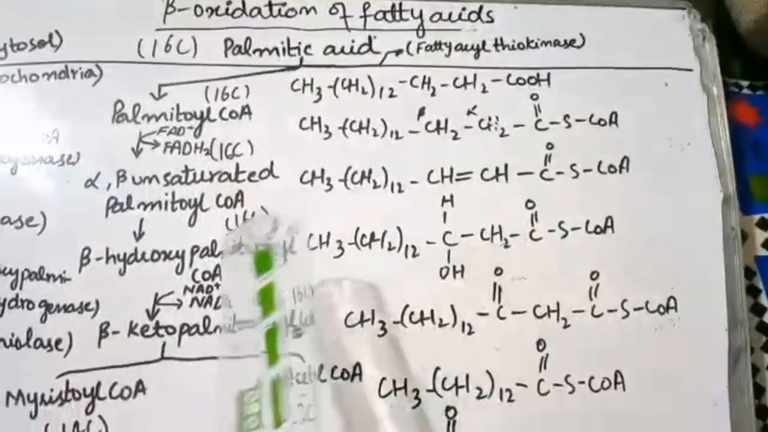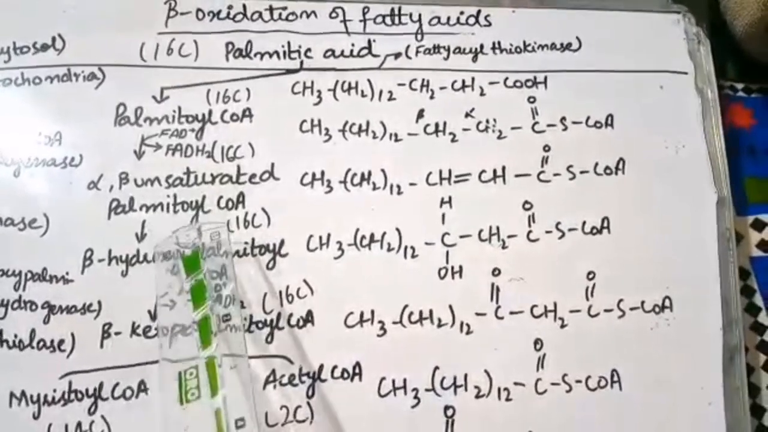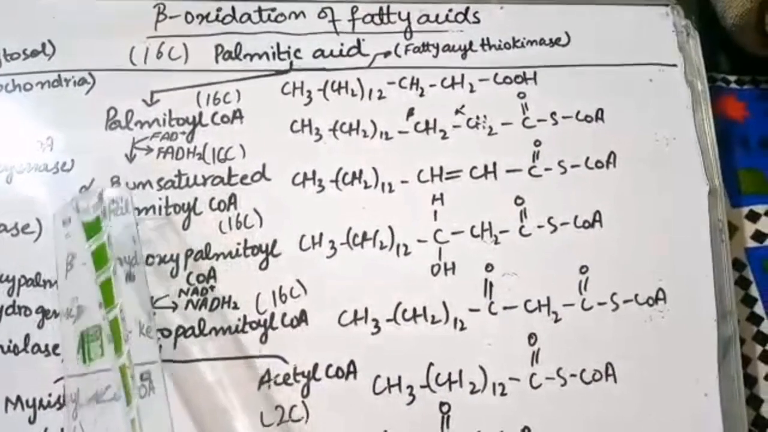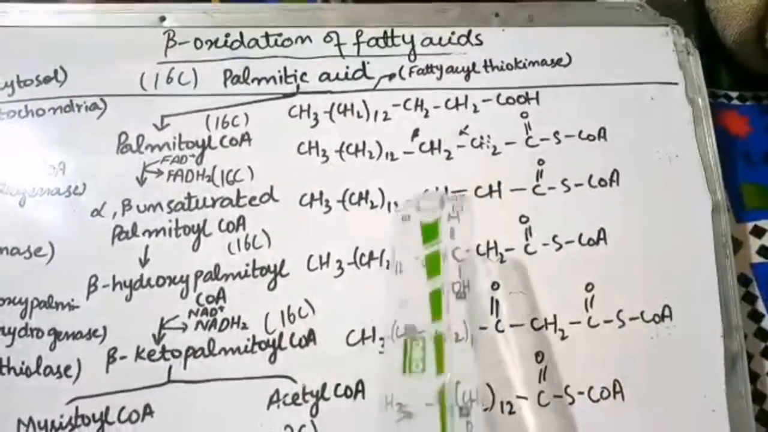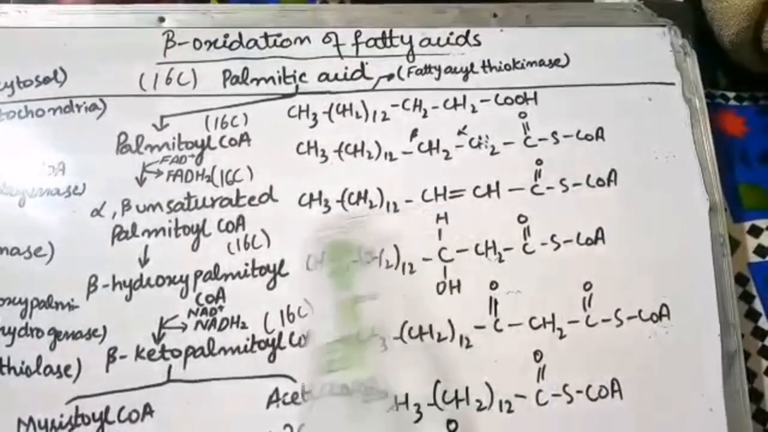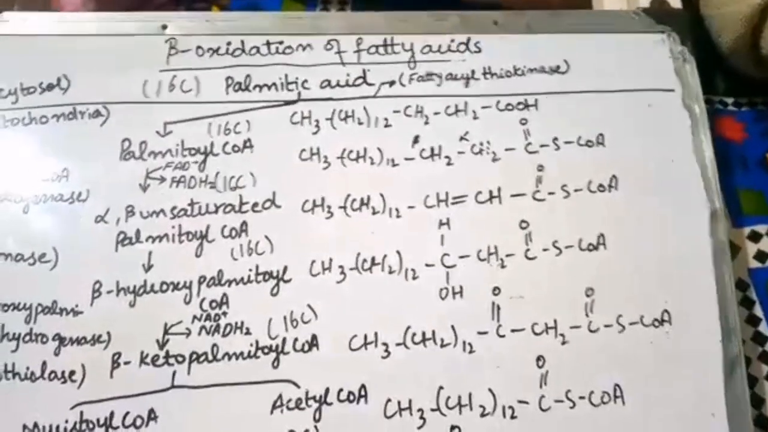The next product we are supposed to make is alpha beta unsaturated palmitoyl CoA, which means that there will be unsaturation at alpha as well as beta carbon. Here we have removed one hydrogen from each and formed a double bond. That's how they show unsaturation, and now this product is named alpha beta unsaturated palmitoyl CoA.